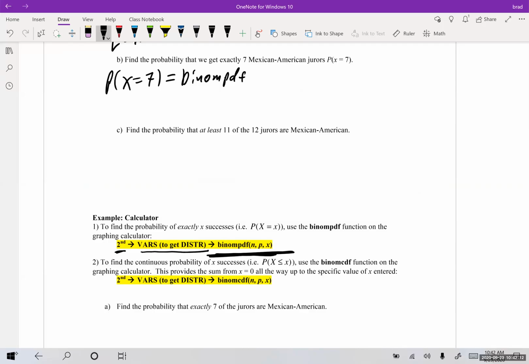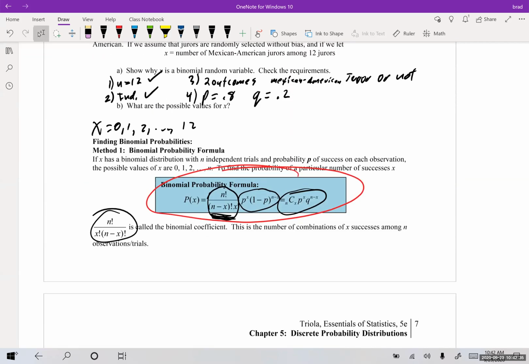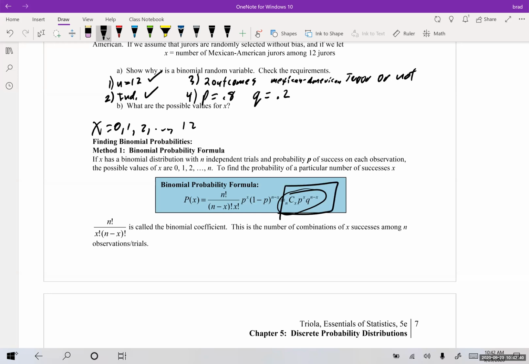So let's go back here. You do binomial PDF 12, comma, 0.8, comma, 7, and we get approximately 0.053. This is how you can do it, and this is how you can show your work. All you have to do is write out what you're entering on the calculator, and you're good. We're not going to use this formula very often, but when you hit enter on the calculator, it is doing that formula right there.